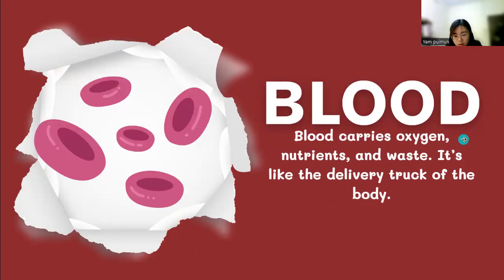Now, blood. Blood carries oxygen and nutrients and waste. It's like the delivery truck of the body. The blood takes the carbon dioxide from the cells to the lung, so that when we breathe out, we can breathe the waste product out of our body.